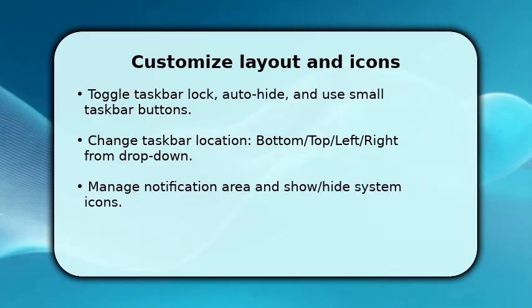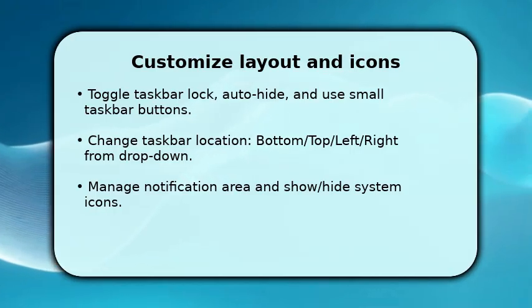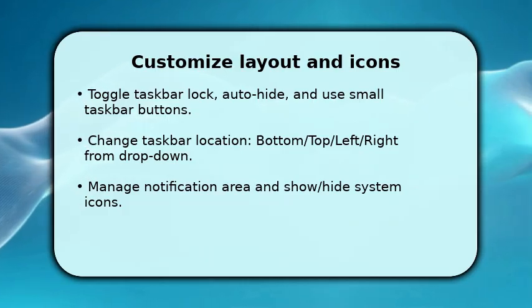Next, change taskbar location on screen to bottom, top, left, or right depending on workflow and monitor setup, which affects docking and window snapping. Then select which icons appear and turn system icons on or off to declutter. These steps change how you interact with apps and notifications, so test each change briefly as you go.